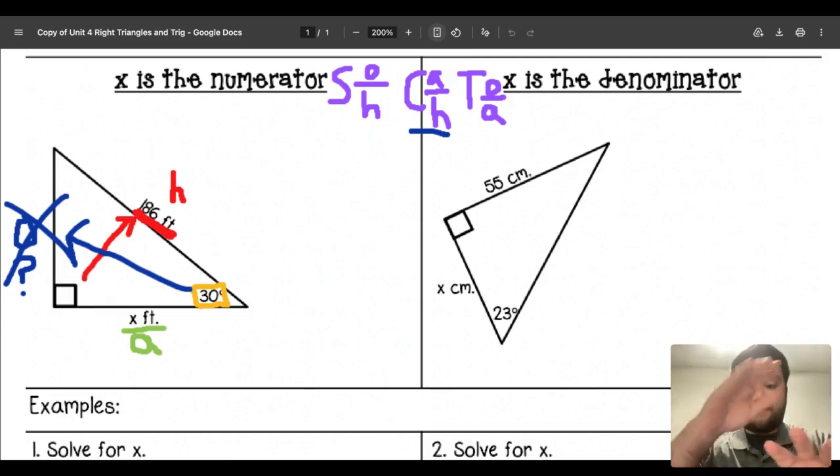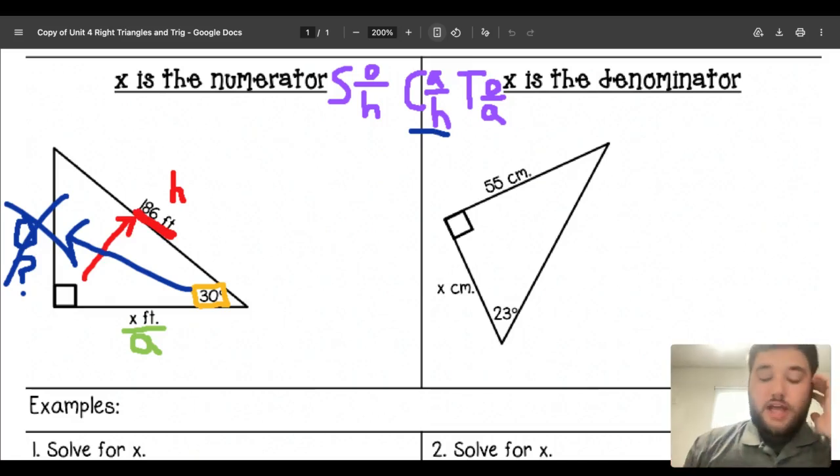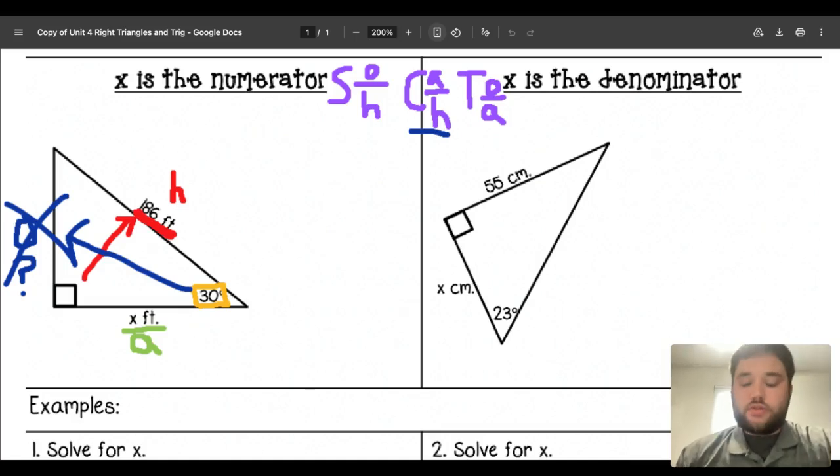That's step 2, identifying which sine, cosine, or tangent you have to use, and it's all based on which sides they give you. The last part is going to be our setup, and then we'll do the solving, like I said, for both problems together.